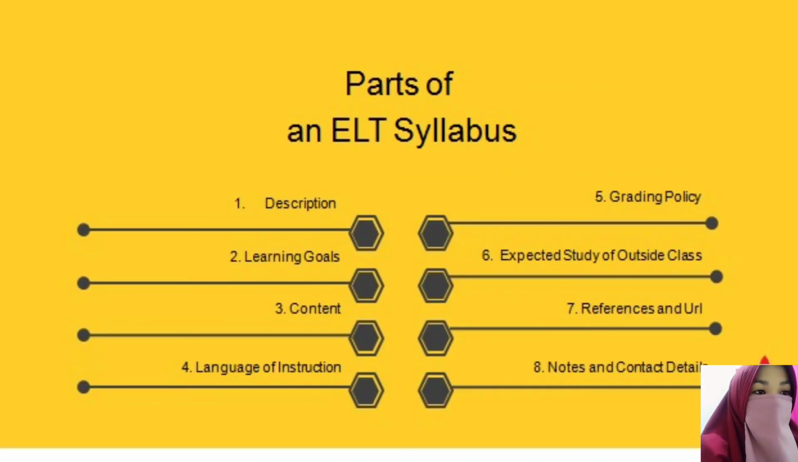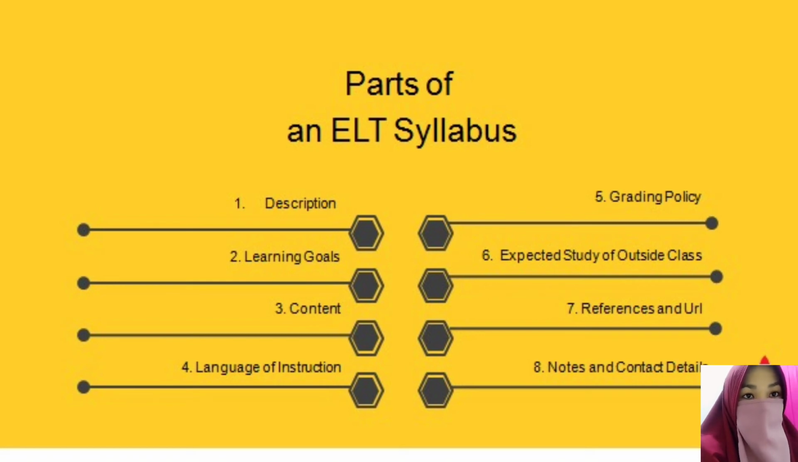And in part 2, we go into the parts of an English language teaching syllabus. In the syllabus, they should include instructor information, course description, course objectives, or we can say course outcomes, course methodology, grading criteria, grade computation, and also course policies.